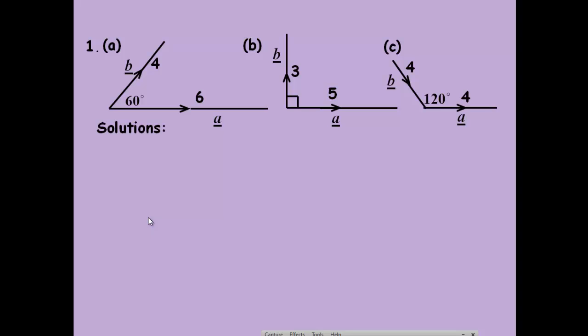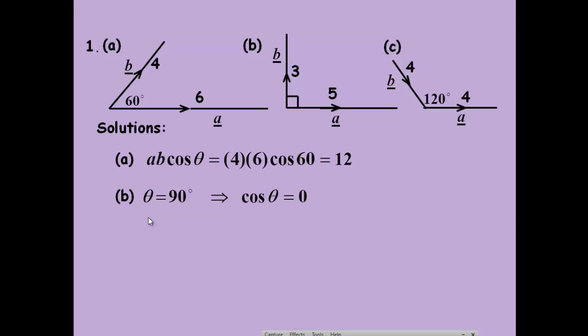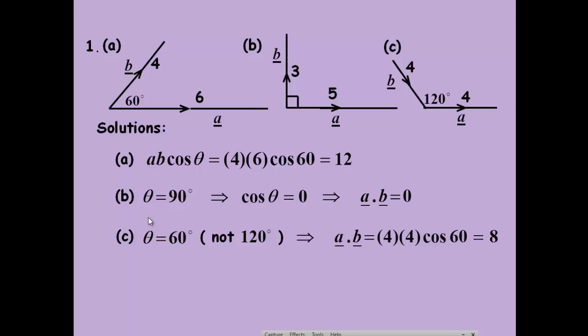Okay, so solutions, 12 for A, you get 0 for B because it's a right angle, and remembering that on that one, because they're directed in a different way, you have to take the other angle, the 180 minus 120, which is 60 degrees, and you get an answer of 8.